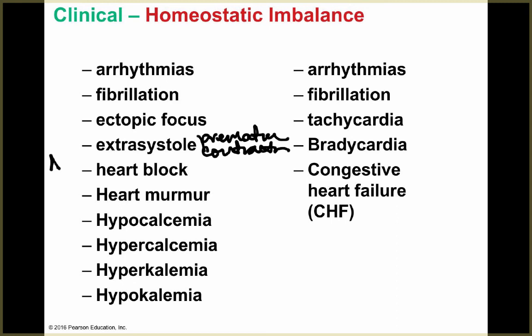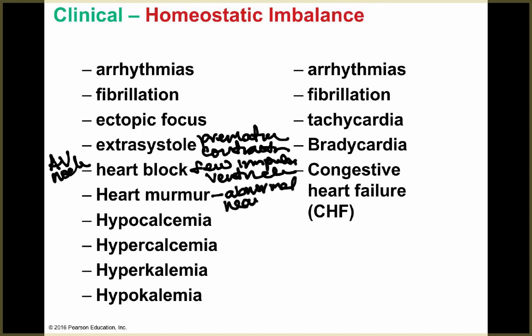Now here, if you have your AV node that's defective, it can cause heart block. And heart block is partial block or total block. And this is when you have few impulses reaching the ventricles. A heart murmur is an abnormal heart sound when blood hits some kind of obstruction. This is usually an indication of a valve issue.